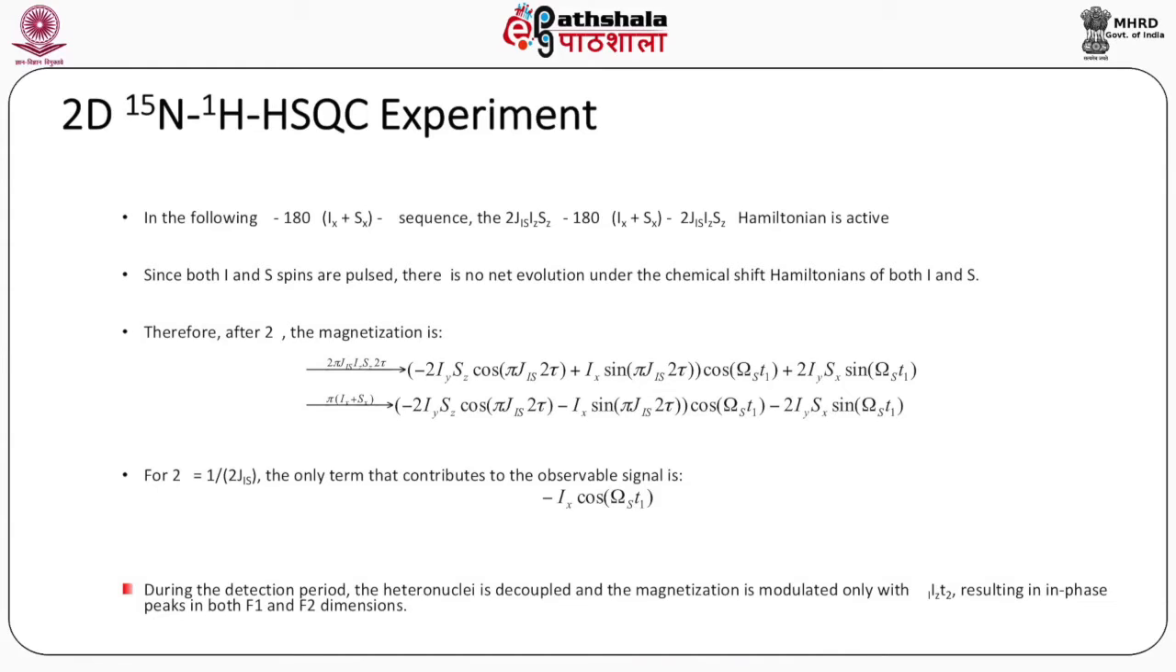For 2 tau equal to 1 by 2 Jis, the only term that contributes to the observable signal is minus Ix cos omega S T1. During the detection period, the heteronuclei is decoupled and the magnetization is modulated only with omega I Iz T2, resulting in in-phase peaks in both F1 and F2 dimensions.